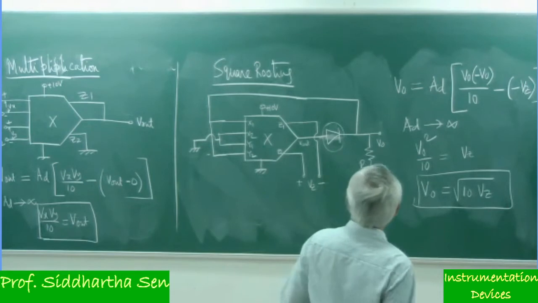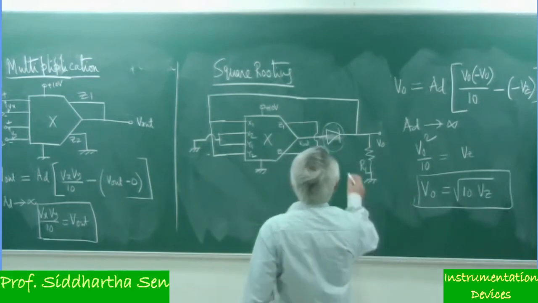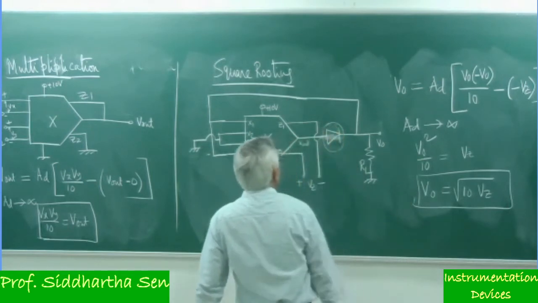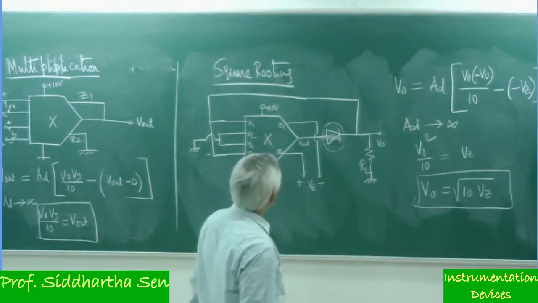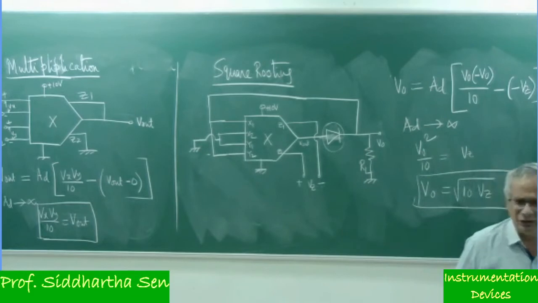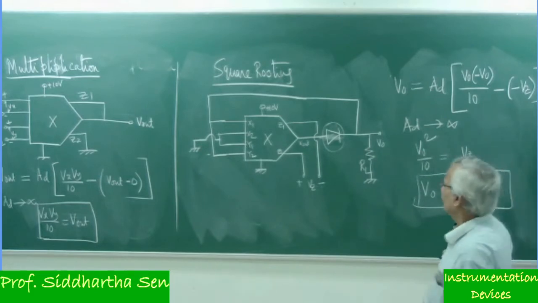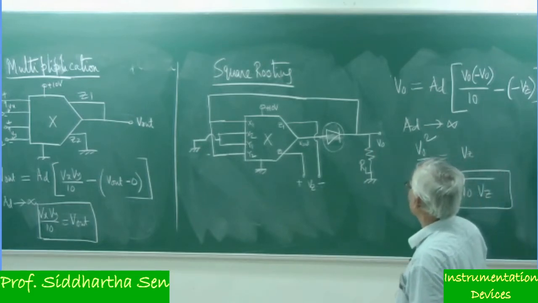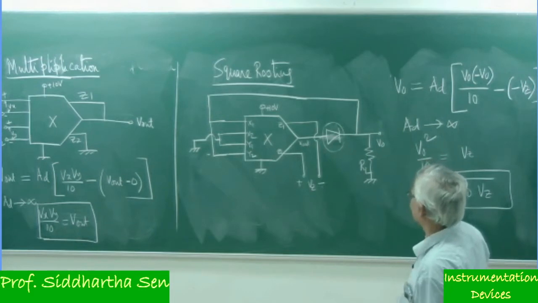But the question is, why do we need to connect that diode here? As you can easily understand, the diode is only to make it a unidirectional flow.